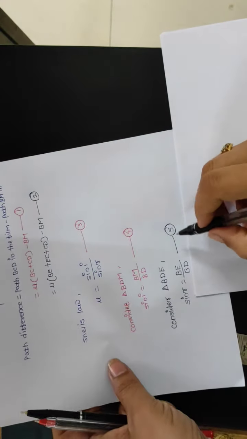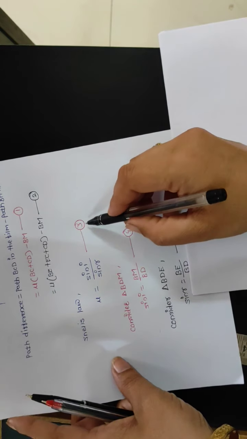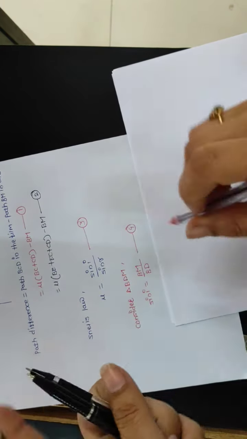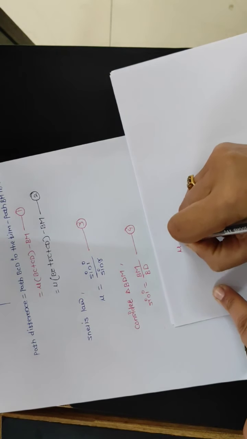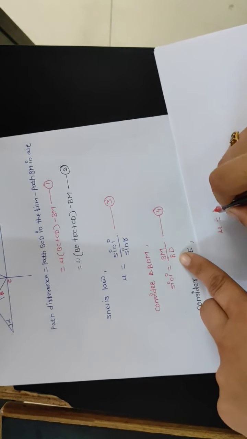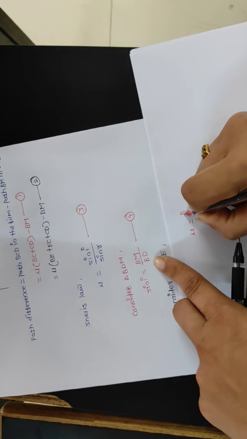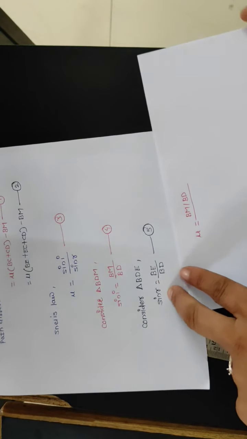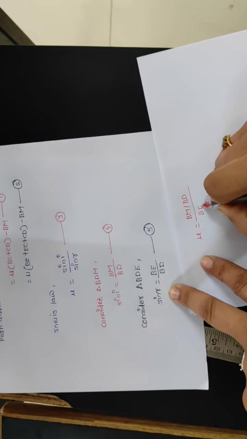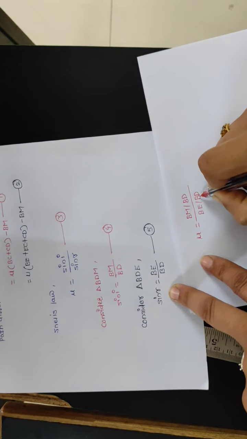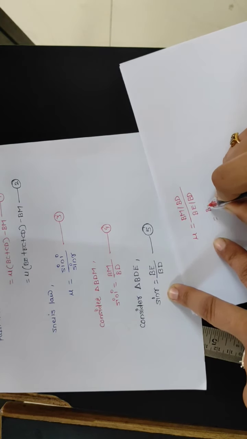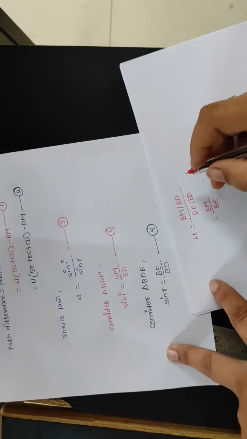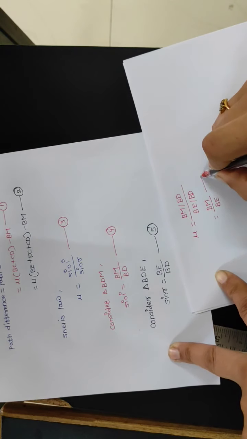Now after that, put equation 5 and 4 in equation 3. So we get mu is equal to sine i divided by sine r, which is BM divided by BD divided by BE divided by BD. Now here BD will get cancelled, and the remaining term we can write is mu is equal to BM divided by BE. Give next equation, equation number 6.